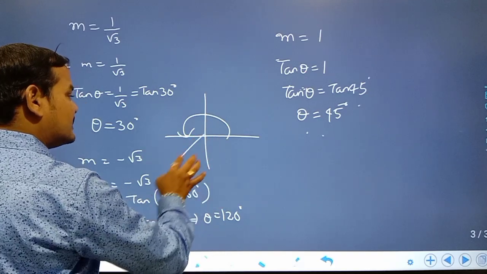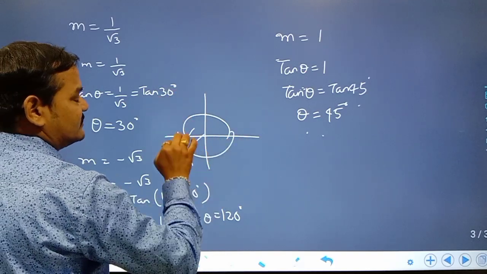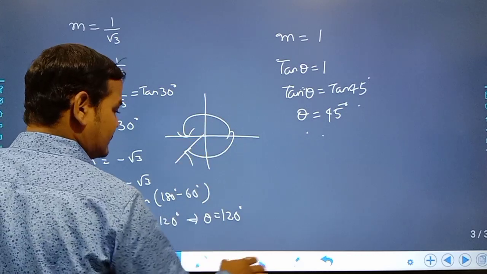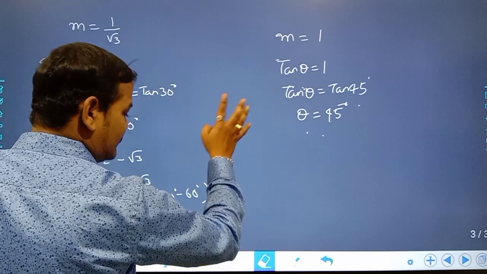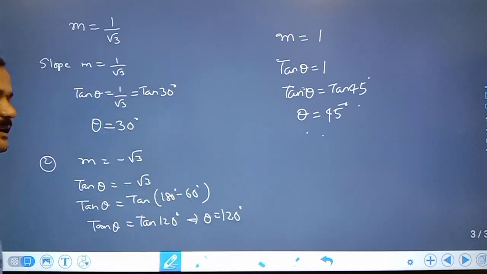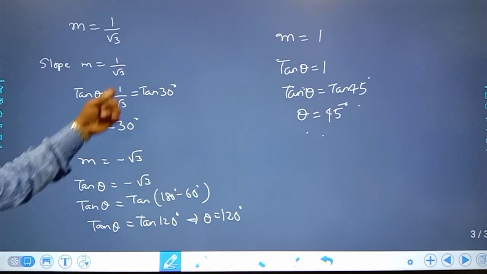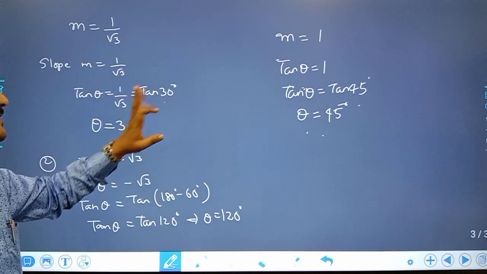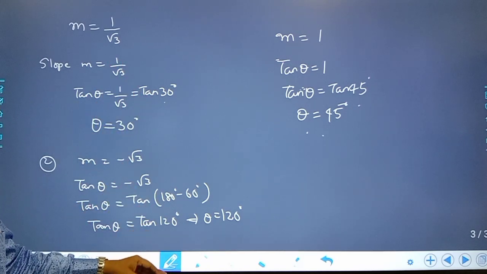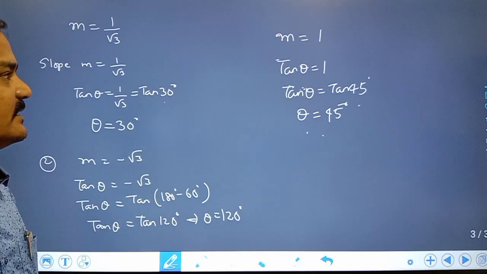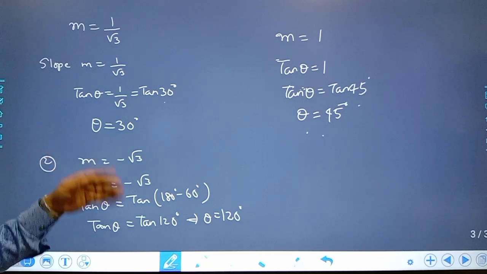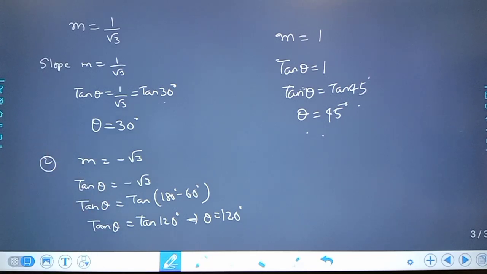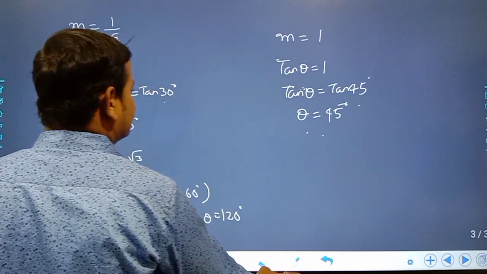Suppose a line has a negative value of slope, you go from the negative slope concept to the positive angle concept. A positive slope gives an angle in the first quadrant, a negative slope gives an angle in the second quadrant. Positive slope 1 by root 3 gives tan 30 degrees. For m is equal to 1, tan theta is equal to 1 means theta is equal to 45 degrees. This is the way of finding the angle while the slopes are given. This is the one.